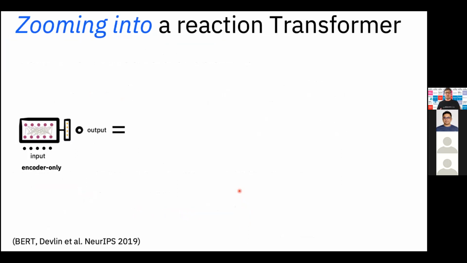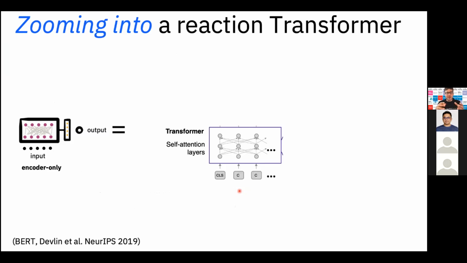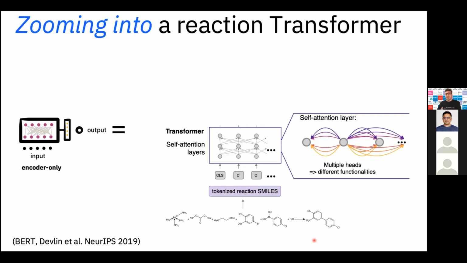Let us first zoom into such a reaction transformer. A transformer model encoder is made of self-attention layers, stacks of them. What it gets as an input, as I said before, is a tokenized reaction SMILES. Every self-attention layer then has multiple heads to learn different functionalities to attend the different input tokens and learn better and better contextual representations. Why is context so important?